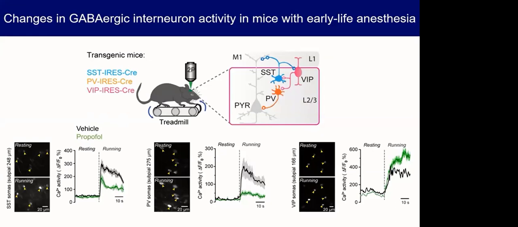PV interneurons. Our results showed that motor training-induced activity in VIP interneurons is significantly increased in propofol-treated mice as compared with vehicle-treated controls. Consistent with the connectivity scheme that VIP neurons inhibit SST and PV cells, we observed a marked reduction in SST and PV cell activity in mice with early life anesthesia.